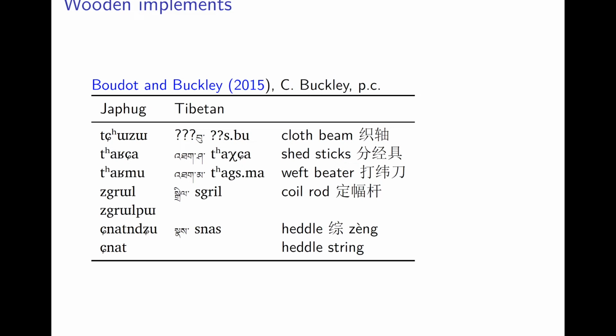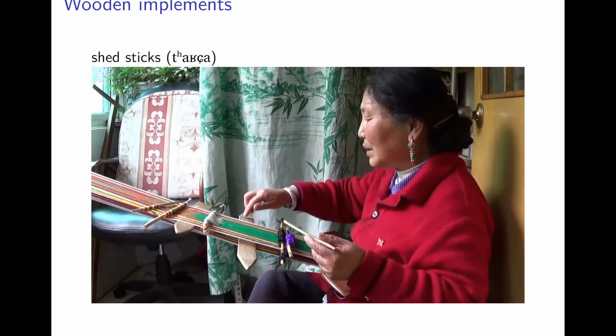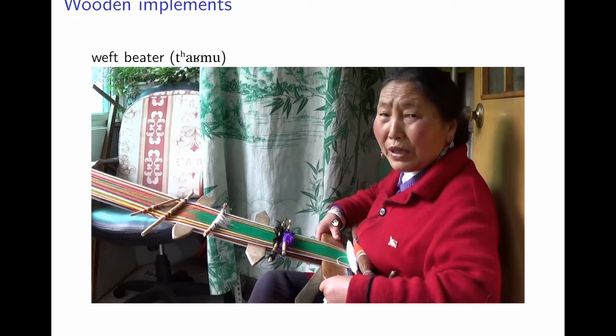The next word that we can identify is the weft beater. So this thing here, we can't see it well, but in the video you see it's a wooden implement with a blade. It has a blade that has not been sharpened, of course, and it's used to beat the weft, this white thread, so that the weft and the warp are tied together.